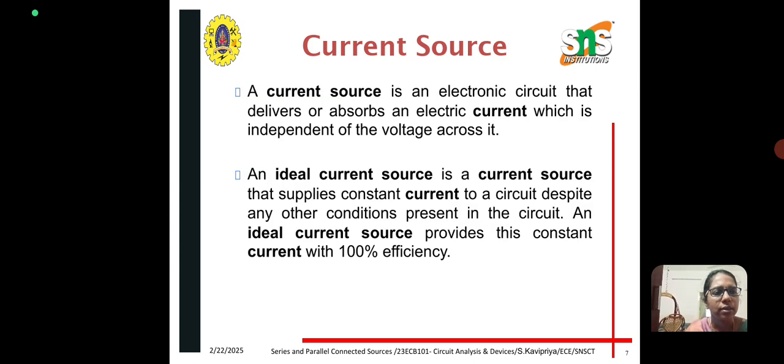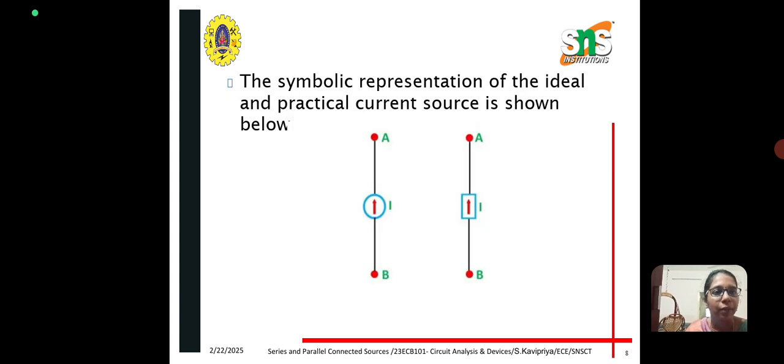And next, what is a current source? A current source is an electronic circuit that delivers or absorbs an electric current which is independent of the voltage across it. An ideal current source is a current source that supplies a constant current to a circuit despite any changes in the circuit. An ideal current source provides constant current with 100% efficiency. This is the symbolic representation of the ideal and the practical current sources.